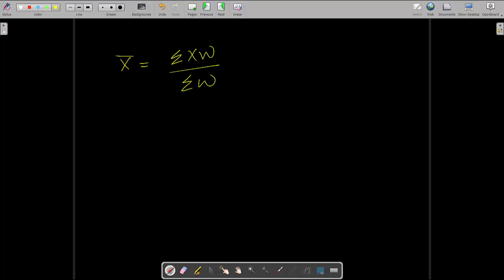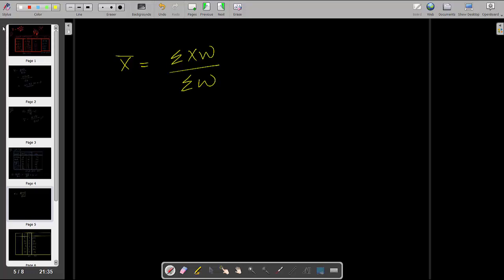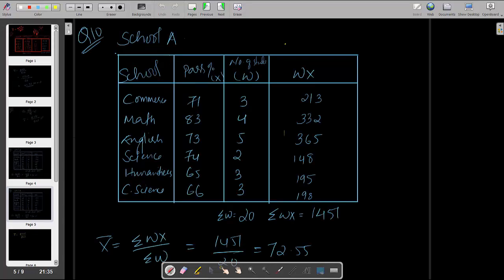Okay, so let's start. Now we will be solving this question in two tables. One is for school A and the other one is for school B. School A I've already calculated here, and school B similarly you have to calculate. Here we're not going to calculate simple mean, although we are asked to calculate simple mean as well, but we will be calculating only the weighted arithmetic mean.